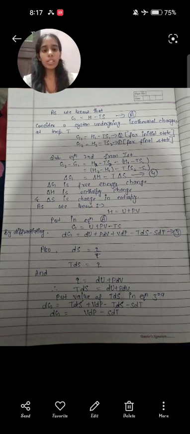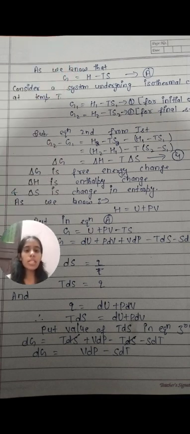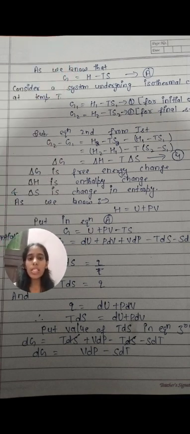Today my presentation topic is the Gibbs Helmholtz equation. As we know, Gibbs free energy is equal to H minus TS, where G is Gibbs free energy, H stands for enthalpy, T is temperature and S is entropy.